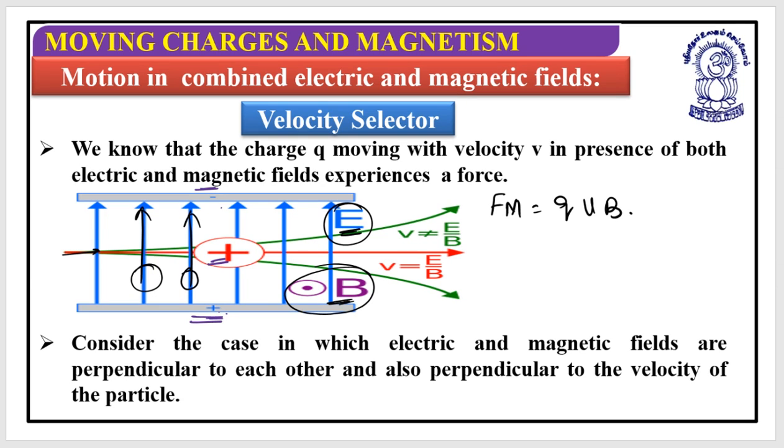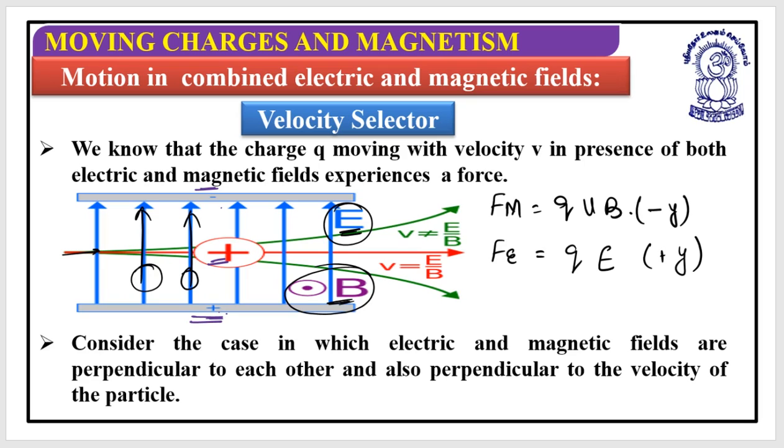Yes, magnetic force is Q into V into B in negative Y direction, sorry, my mistake. And the electric force is acting as Q into E in positive Y direction. Yes, it is the situation that magnetic force is acting in a negative Y direction, which is QVB, and electric force is acting as Q into E.